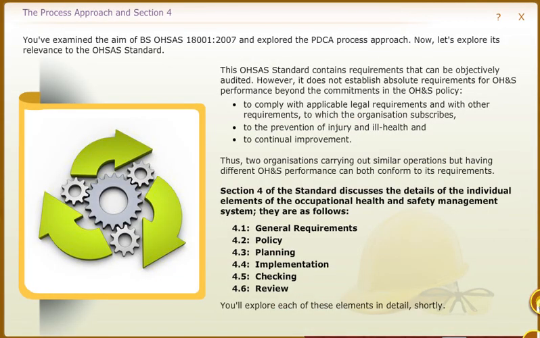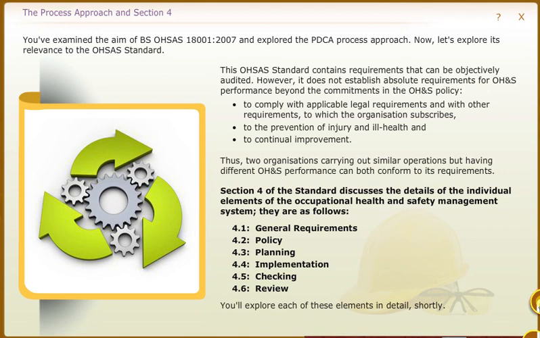You've examined the aim of British Standard OHSAS 18001-2007 and explored the PDCA process approach. Now, let's explore its relevance to the OHSAS standard. This OHSAS standard contains requirements that can be objectively audited. However, it does not establish absolute requirements for OH&S performance beyond the commitments in the OH&S policy.